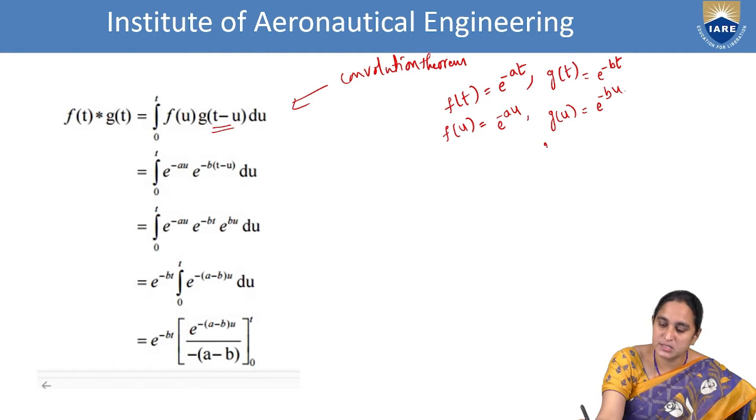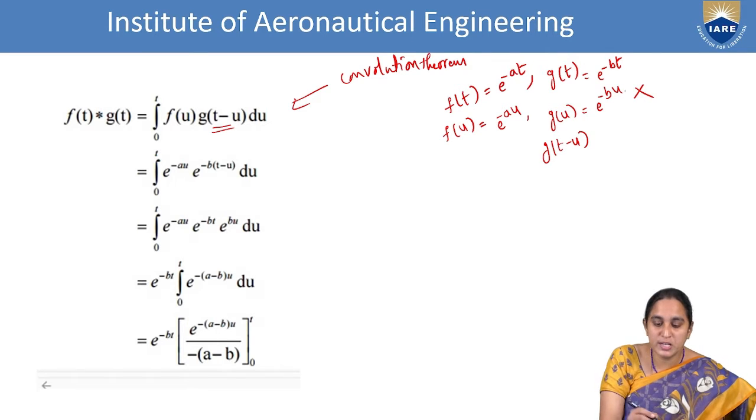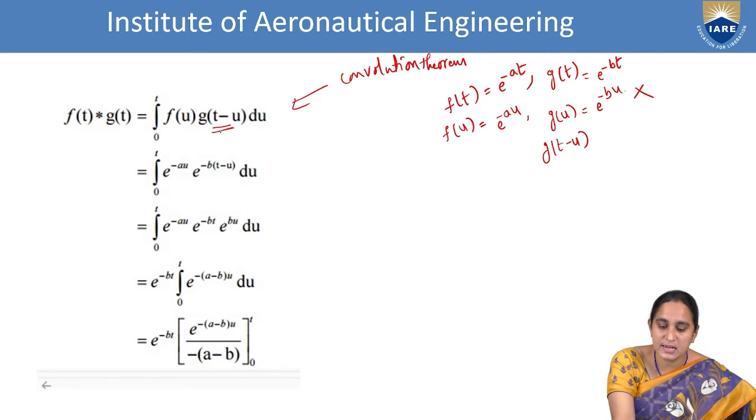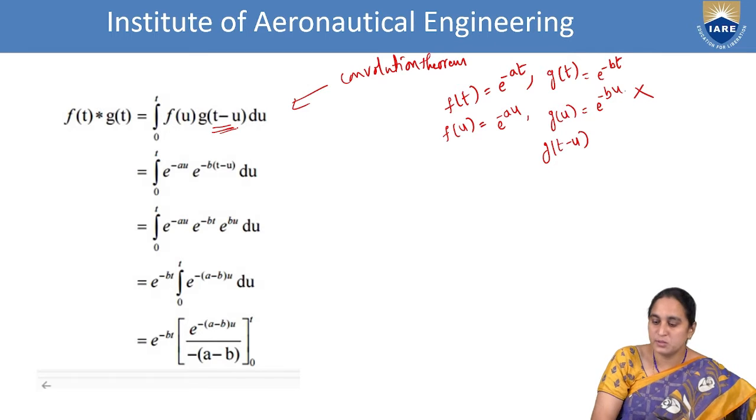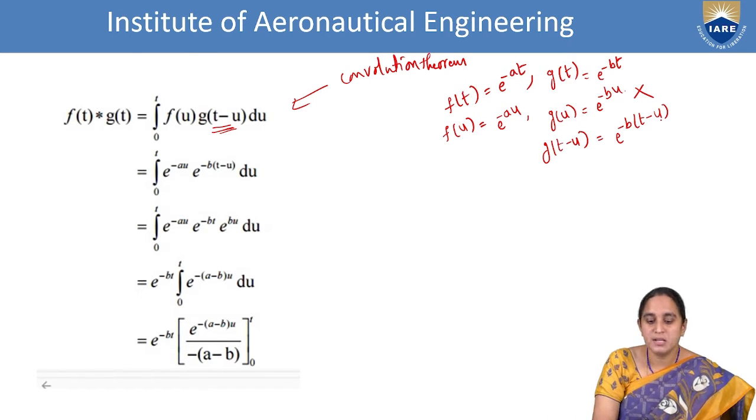That's why I'm writing simply that as g of t minus u. In place of t, I'll write t minus u. That means g of t minus u is equal to e power minus b of t minus u.